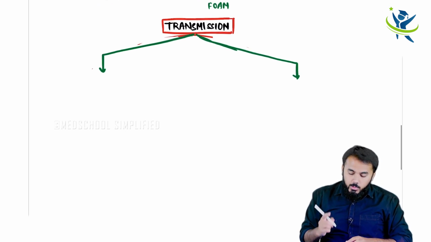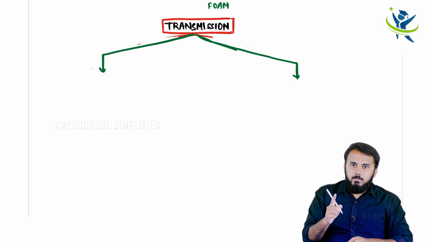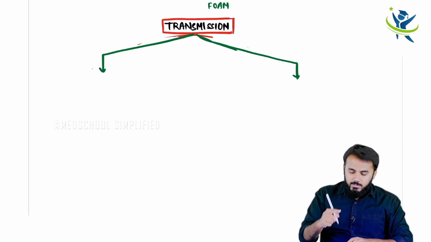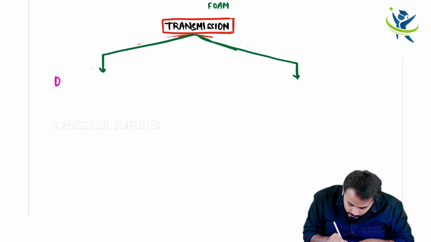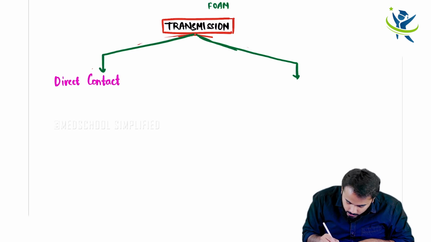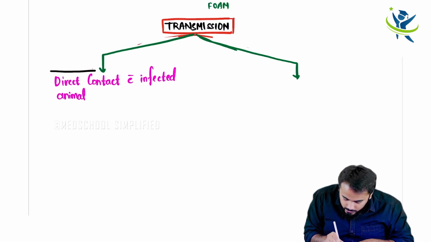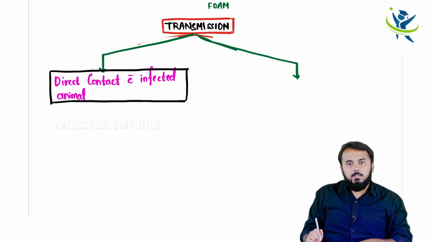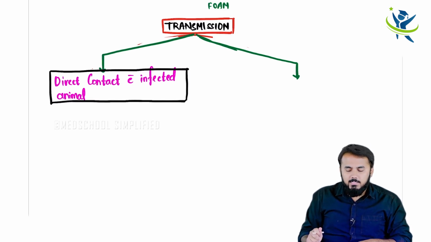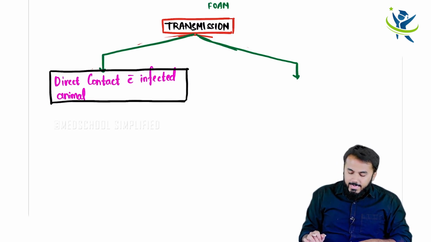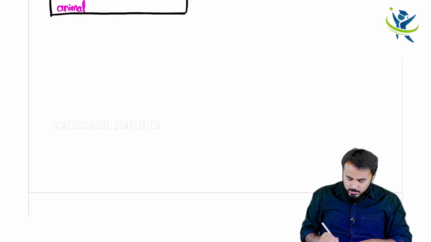What I am trying to tell is, you can transmit Brucella or you can get infected with Brucella when you have direct contact with an infected animal. If you have direct contact with an infected animal, you might contract, I mean you might basically get this Brucella, right? Can you tell me what animals cause brucellosis?